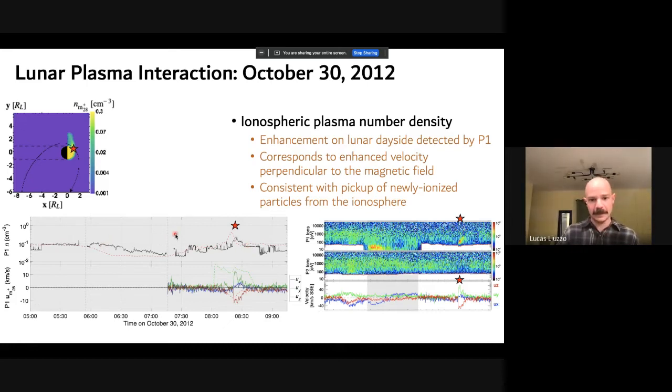So this black line and the solid lines down here are the Artemis data, and the dashed lines are the model. And you see very good agreement between where the density enhancement was observed and also in the magnitude and direction of the flow, the ion gyration, the velocities. In the model, we have a slightly broader, at least in the y component of the velocity, than was actually seen by Artemis. But in the z direction, the north-south direction of that gyration, it agrees really well. So again, this is consistent with newly ionized particles from the lunar ionosphere.